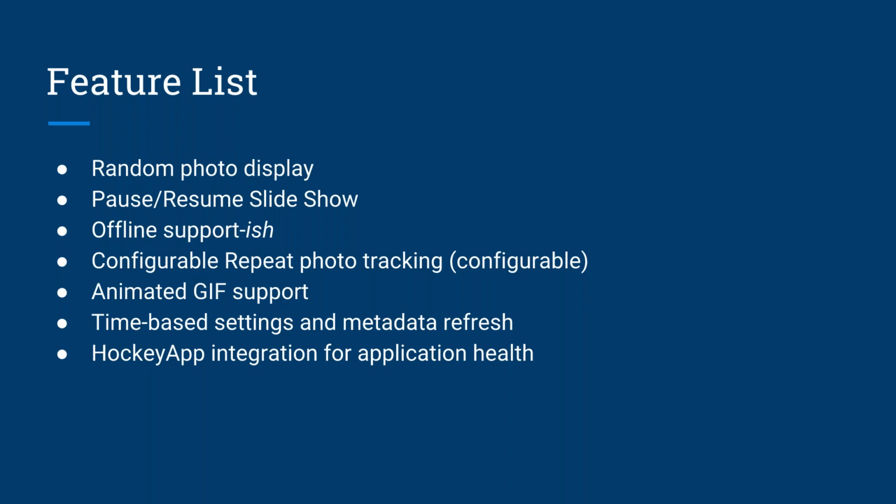There's configurable repeat photo tracking, which is how it works with the randomness. Rather than just randomly generating numbers, I ended up using a queue, making sure I had a unique set of images coming through. Every few hours it will go through and reshuffle the photos so I can get some more randomness out of it, as well as tracking the photos.